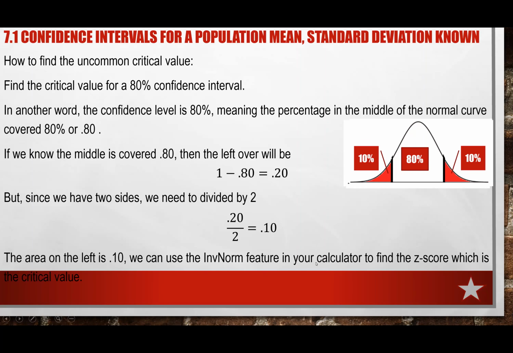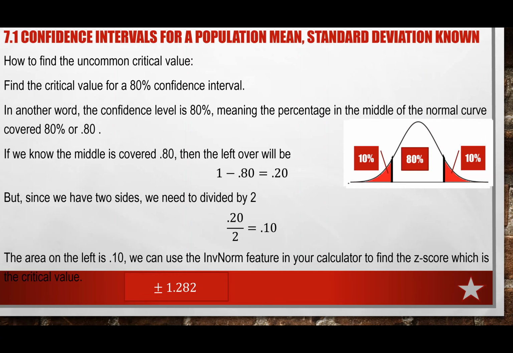then we can use the inverse norm feature in our calculator to find the z-score. Inverse norm: what is the area? 0.10. What is the mean? The mean is the standard one, which is 0, and the standard deviation is 1, the standardized standard deviation, right? If you type in your calculator 0.10, 0, 1 for your inverse norm feature, then you have 1.28155 something. But most of the time, critical values have 3 decimal places, so we have 1.282. The reason I put positive and negative is that they are symmetric, ladies and gentlemen. So the number on the left side will be negative 1.282, and on the right-hand side it will be positive 1.282.